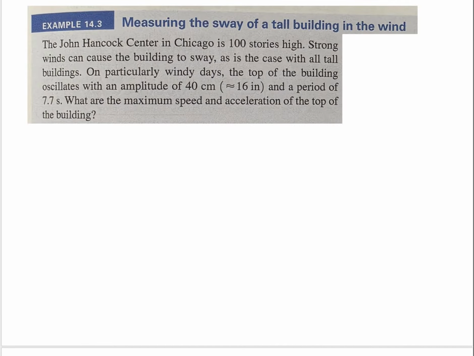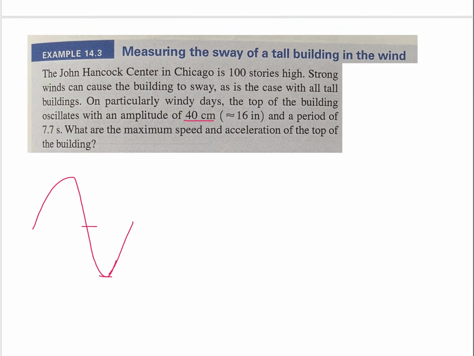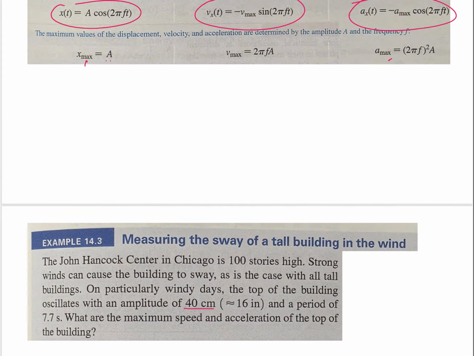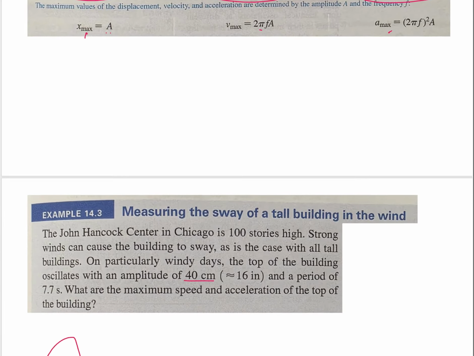What are the maximum speed and acceleration of the top of the building? Okay, so we know we have an amplitude of 40 centimeters. So that means we're going this way 40 centimeters, and then back to 0, and then another 40 centimeters this way. Now, that period is 7.7 seconds. So what are the maximum speed and acceleration? I'm just going to go back a little bit right here. We already know X max. We know the amplitude. V max is 2 pi times the frequency times the amplitude.